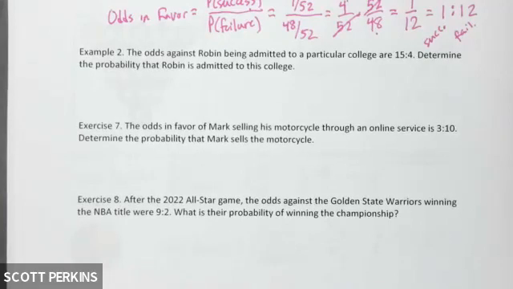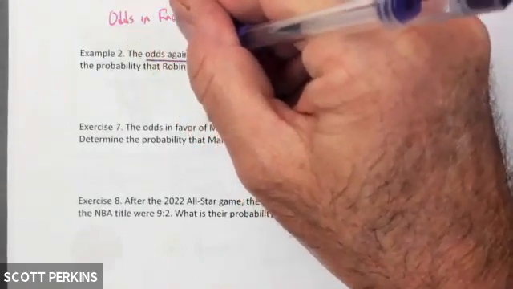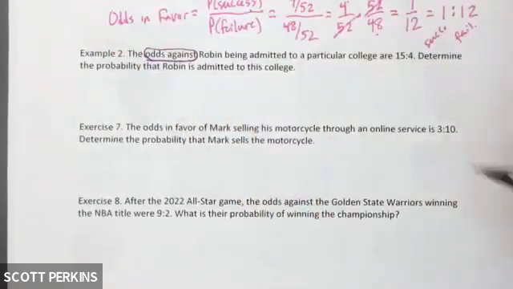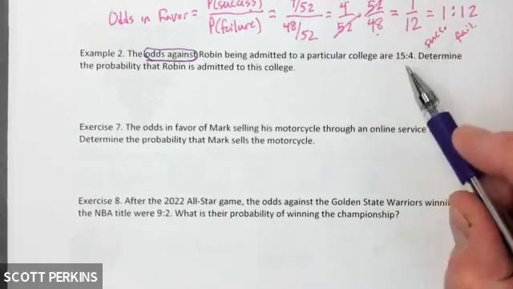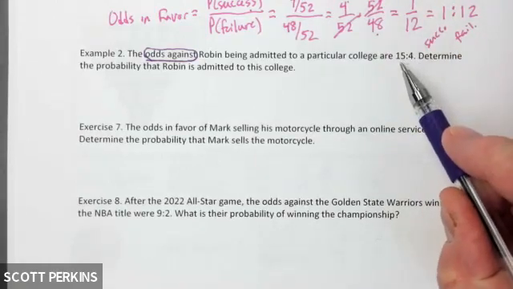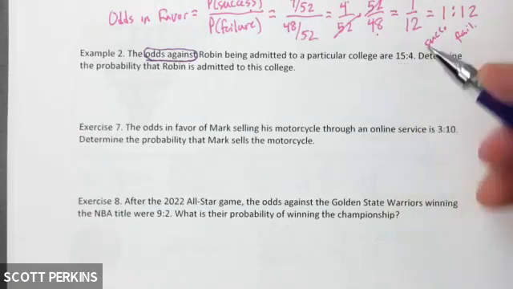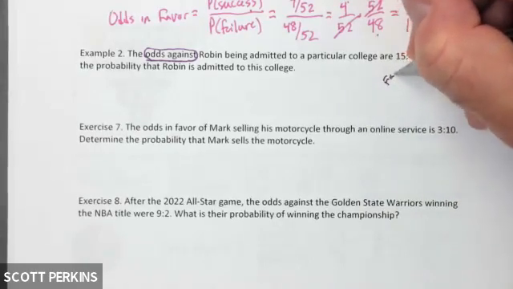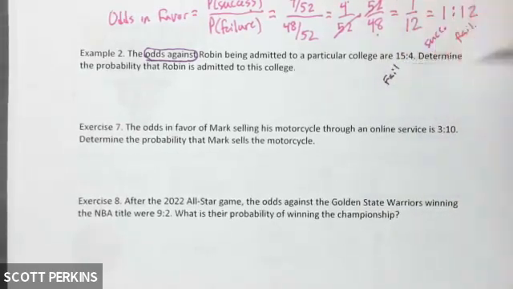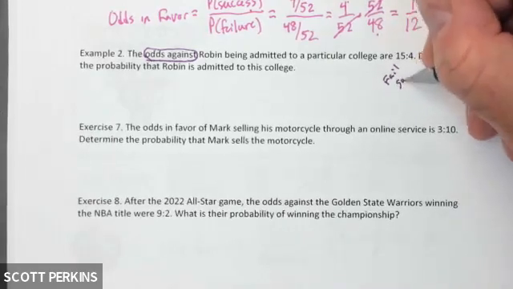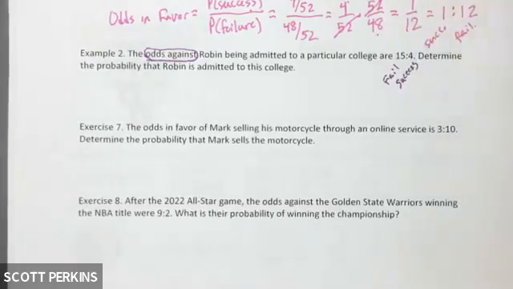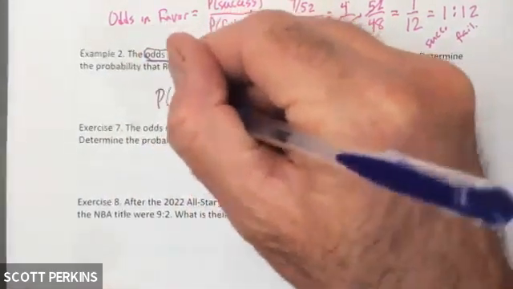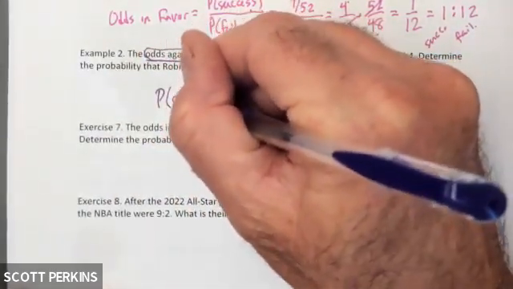So real quick, remind me, because this makes all the difference. This is the odds against. I'm going to underline that, or let's circle it just to be even more bold. The odds against. So that means the 15-4. The 15 then represents what? Failures. And then the 4 has to represent successes. Okay, so from that, I need to find the probability that Robin is admitted. So the probability that Robin gets into this college.